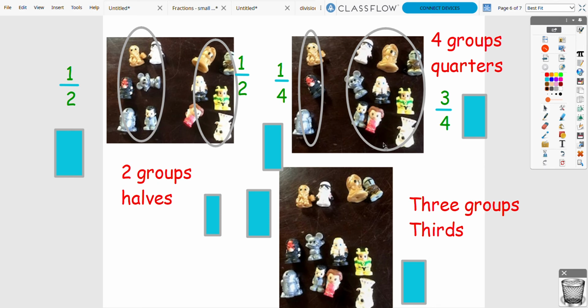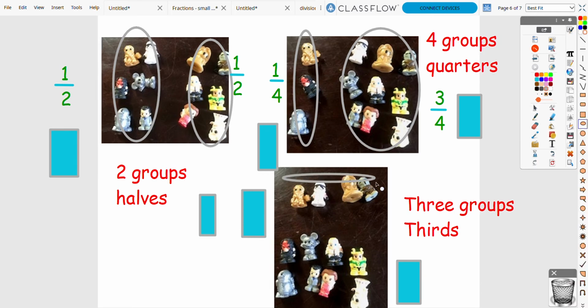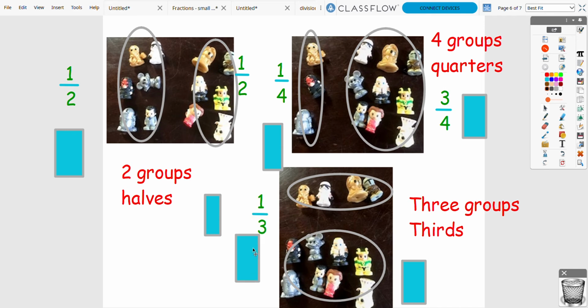Let's look at the bottom one. So I've made 3 groups. 1 group, 2 groups, 3 groups. I was able to pull one group aside. I click on here again, and here is one group, and I was able to put the other 2 groups together. So let's have a look at our fraction names. Here I've got 1/3, and over here means I've got 2/3. 1 and 2, they make 3. 3 is our denominator. That tells us how many groups there are all together.